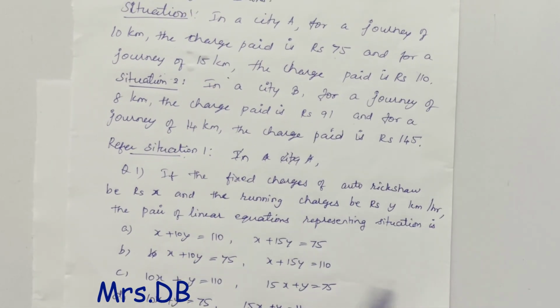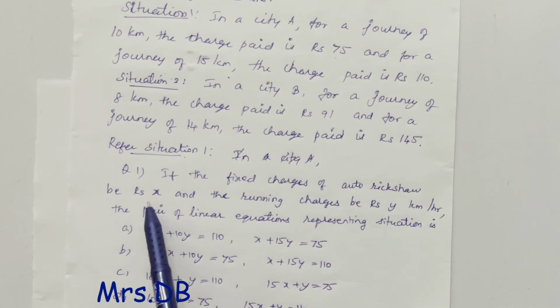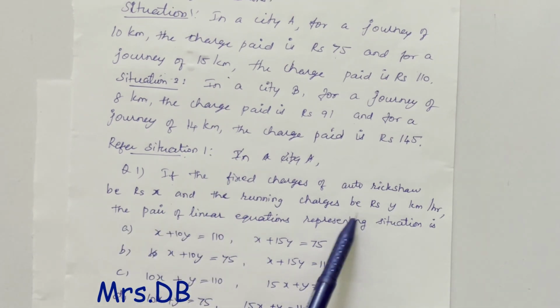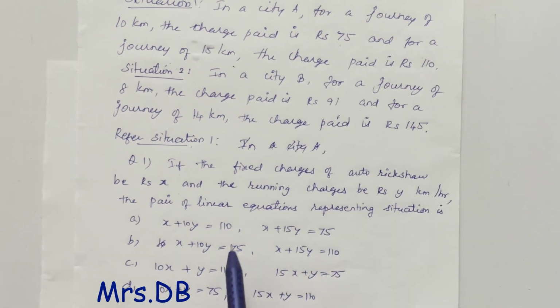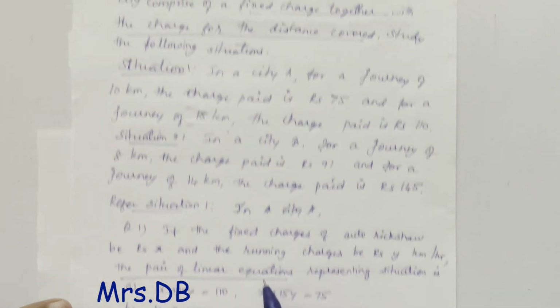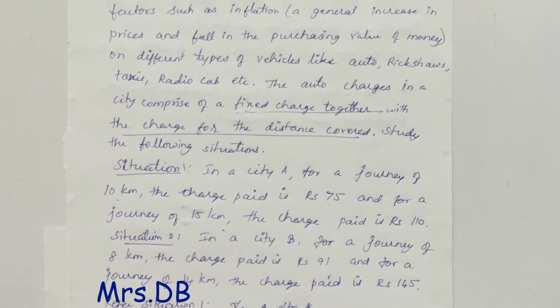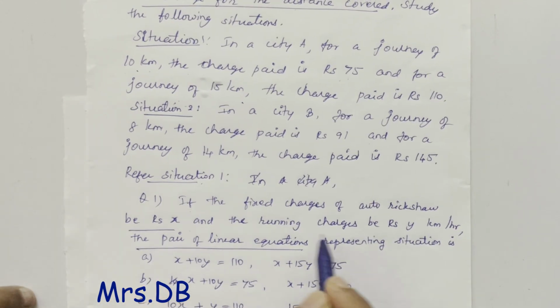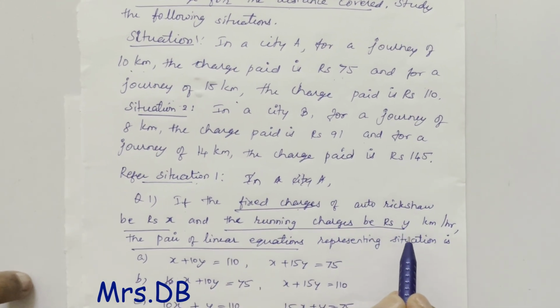What is the question asked? Refer situation 1. If the fixed charge of the auto rickshaw be rupees X and the running charges be rupees Y per kilometer, the pair of linear equations representing the situation is. So we have to make a pair of linear equations using this information. To travel 10 km, we have to pay rupees 75. X is the fixed charge and the running charge be Y. Running charge means the distance covered.